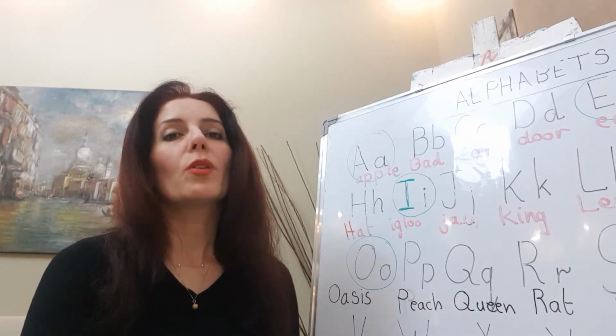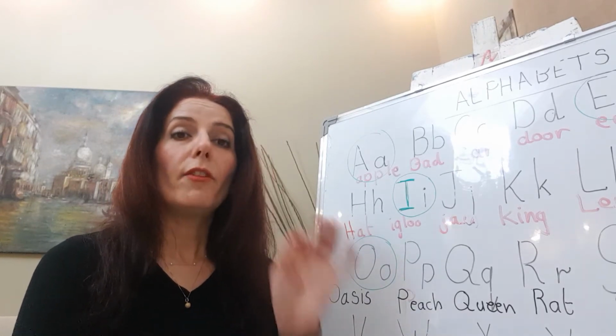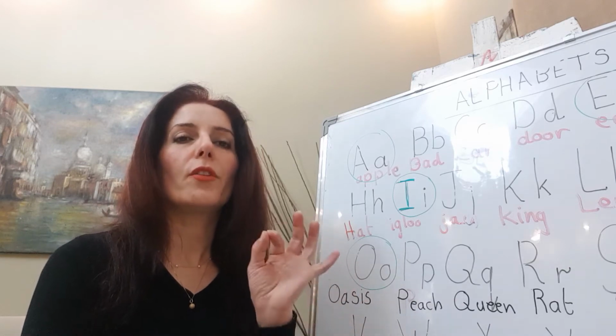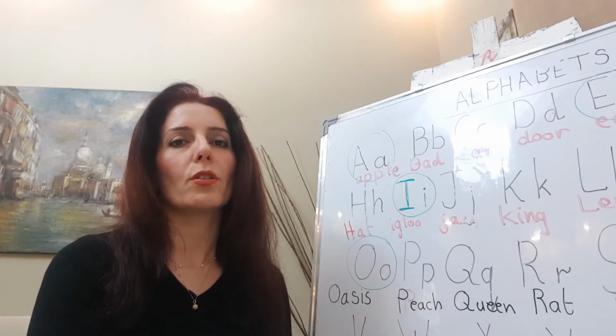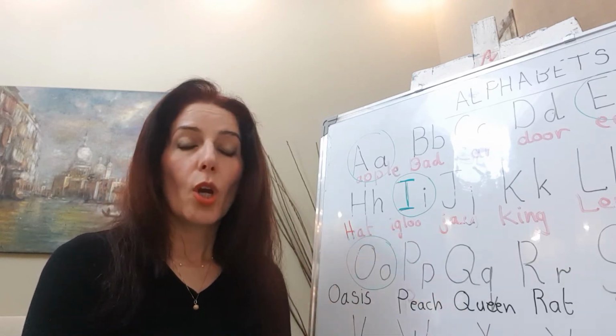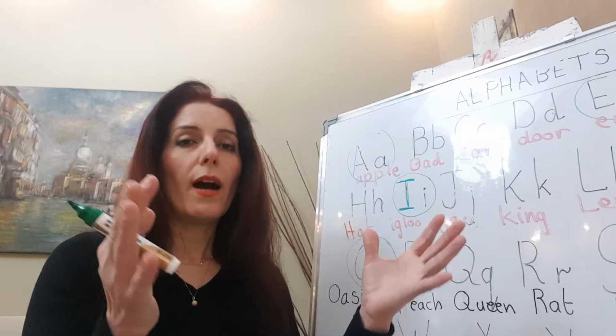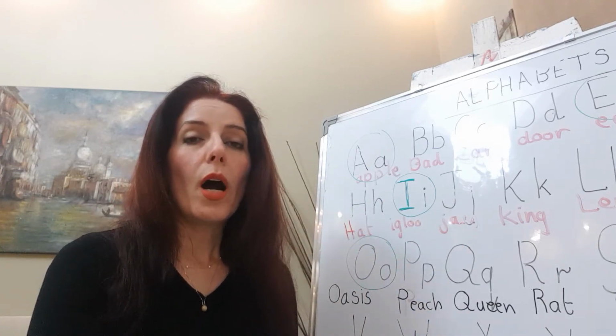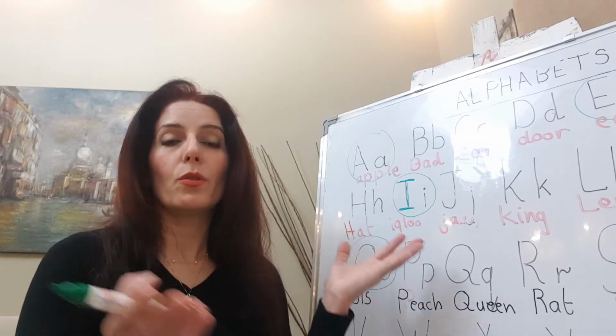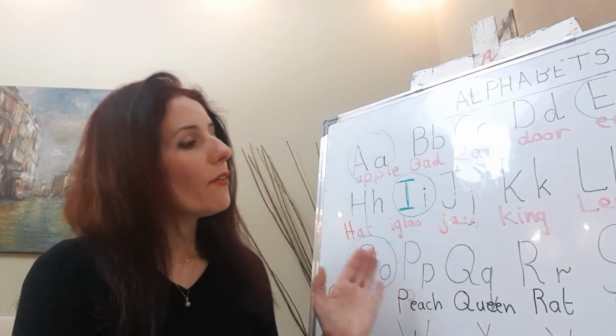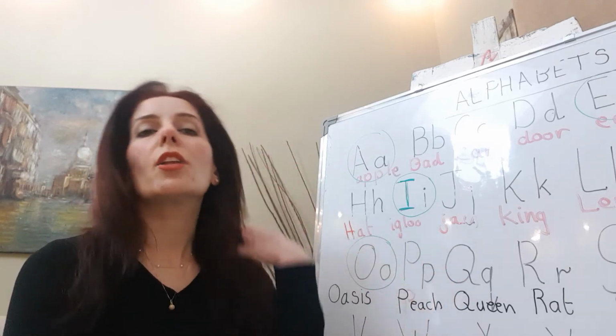Today we are going to learn the alphabet. The alphabet is very essential and very important in the English language, of course. With these letters, we can make a word. So how can we make words without knowing the letters? We have 26 letters in the English language.